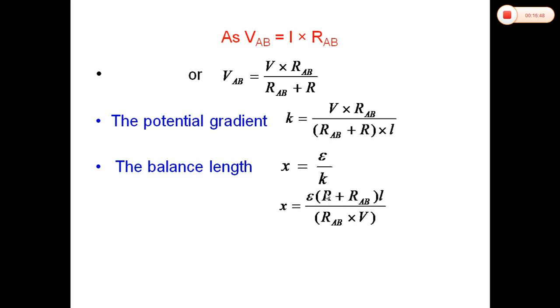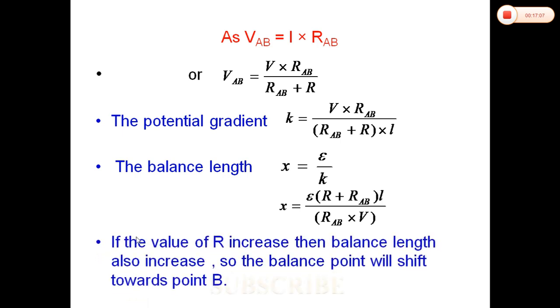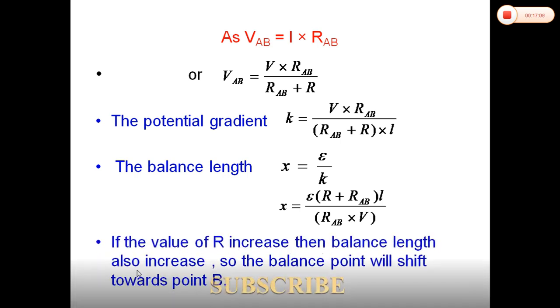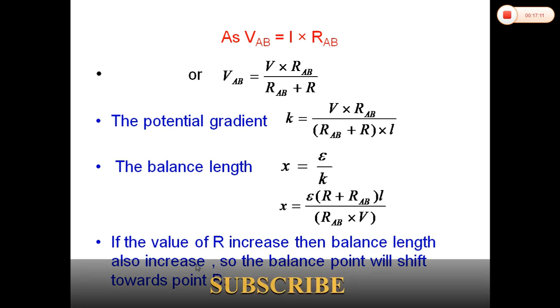Students, if we increase the value of R, external resistance, here you see, if we increase the value of R, then X will also increase, the balancing length will also increase, means the balance point will shift towards B or will move away from point A. So if value of R increases, then the balancing length is also increased. So balance point will shift towards point B.